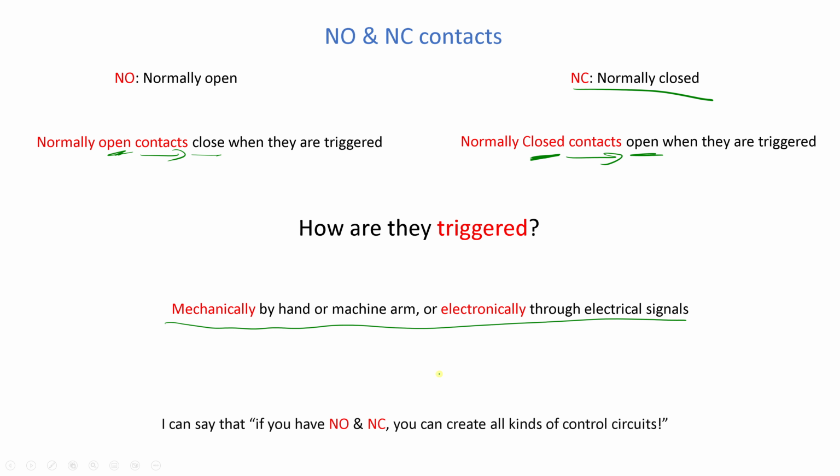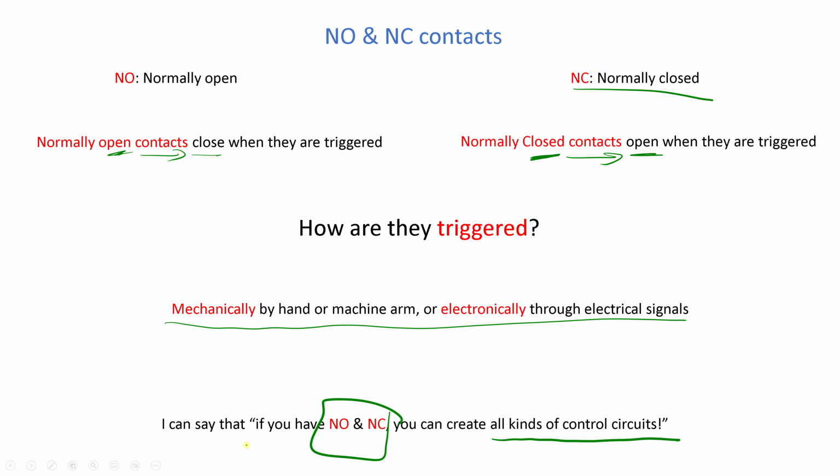So I can say that if you have NO and NC, you can create all kinds of control circuits. I mean all kinds of industrial control circuits, even PLCs. If you use PLCs, you will need NO and NC. But in our classic control we will use the NO and NC concept. So if you have these two, you can do many things, all kinds of control circuits.